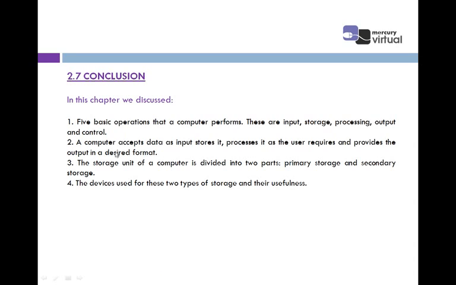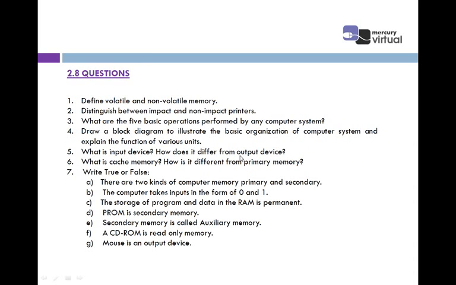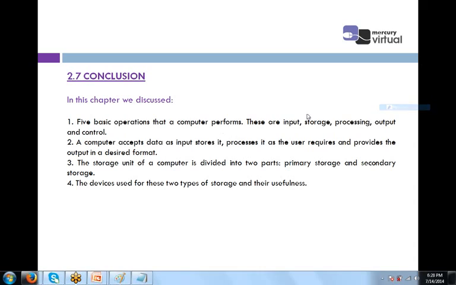Then there is a conclusion. In this chapter we discussed 5 basic operations that the computer performs, that is input, storage, processing, output and control. Second, the computer accepts data as input, stores it, processes it as the user requires, and provides the output in a desired manner. Another one is the storage unit, which I told you, the memory unit, that is memory storage and secondary storage. Memory storage means RAM and secondary means backup storage. The last point is devices, that is input devices and output devices.